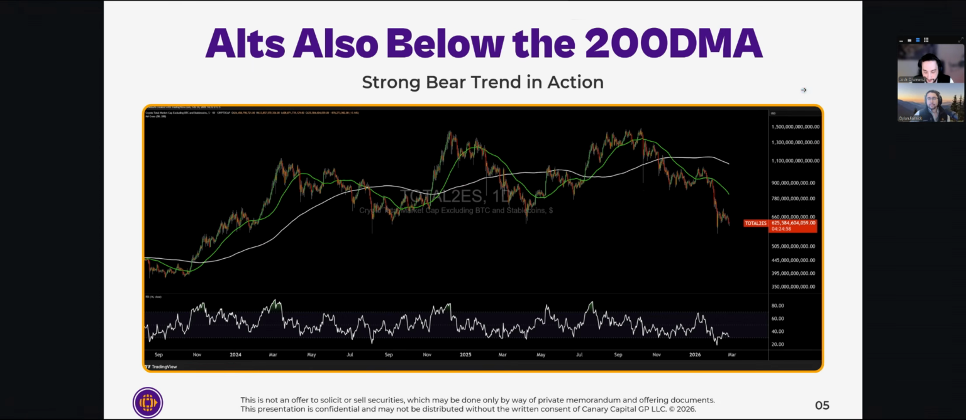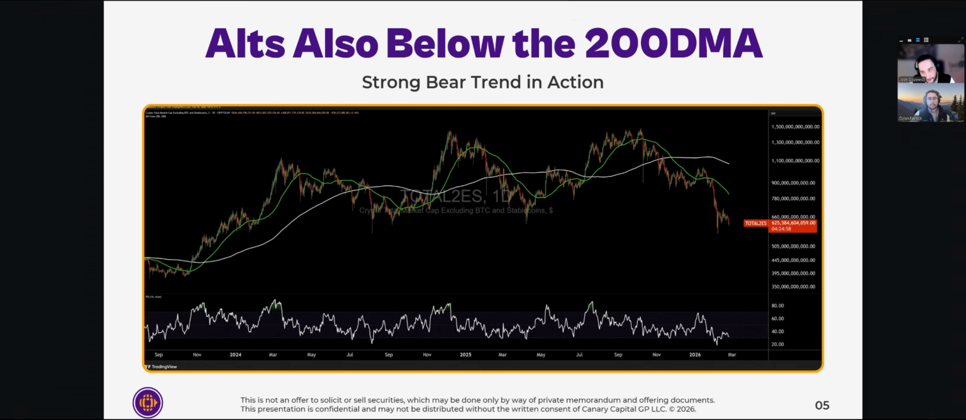Yeah, and I don't have a lot on alts in this presentation, mainly because alts follow BTC most of the time. So if BTC sets the tone, alts aren't going to magically do much better than BTC. Most of the time, they are just 2x BTC up and down. So if BTC is down 5, alts will be down 10. Typically, that's just what we've seen. This is Total2ES from TradingView, so this is the total crypto market cap, excluding BTC, excluding stablecoins.